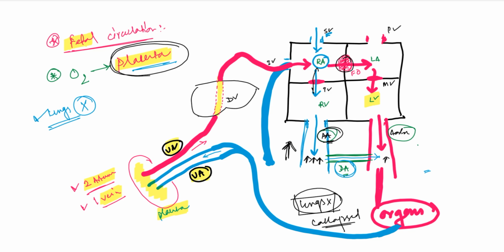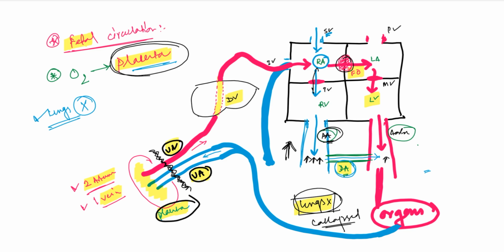So the key difference from adult circulation is the ductus venosus, foramen ovale, and the ductus arteriosus, and the major organ, or the only organ, for oxygenation is the placenta, and the lungs do not have any function to play in the fetal circulation. Now, what changes occur after the birth of a baby? After the birth of a baby, the placental circulation gets shut off as we cut the umbilical cord and clip it.